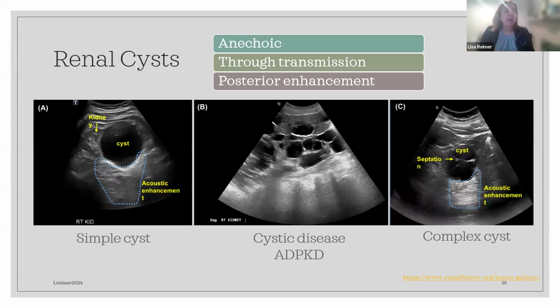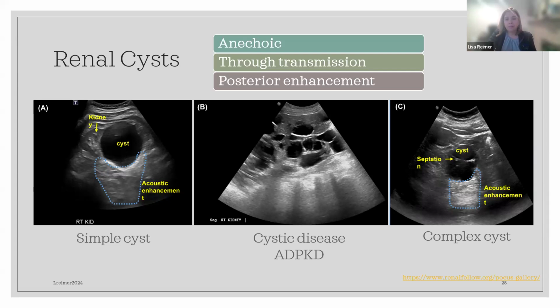So in the image on the left in A, you can see a nice anechoic structure. And then you see that posterior enhancement that's illustrated with the dotted line. Sometimes the cysts are collections of cysts, and usually when we see many cysts, there's probably a hereditary or bigger picture going on. Just as an aside, 50% of people over 50 will have renal cysts of some variety. But if you see many, it's probably more of a genetic cause.